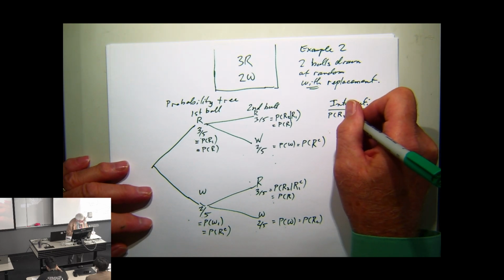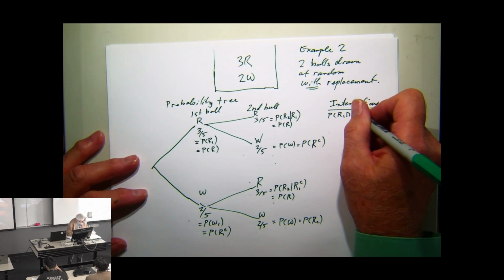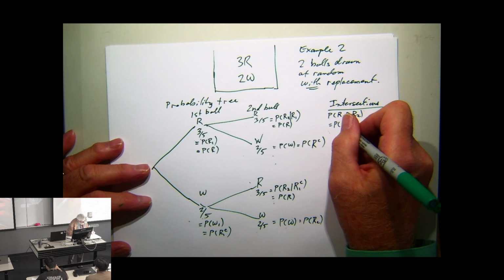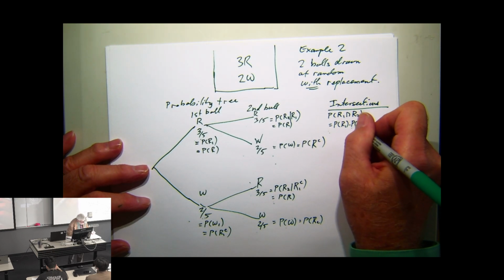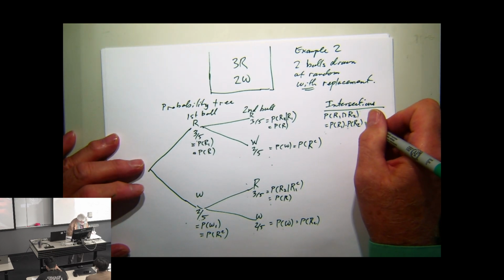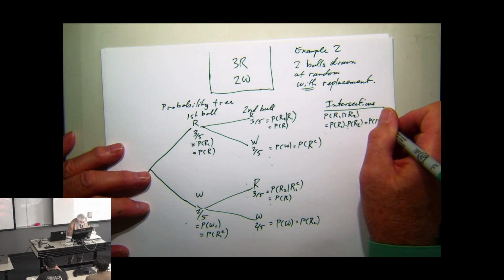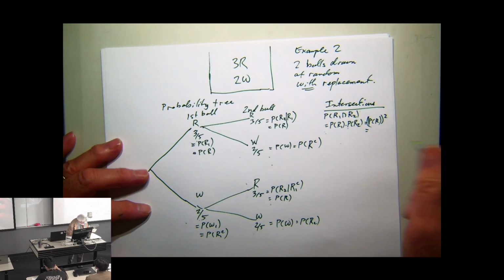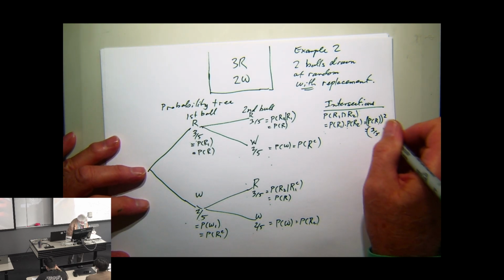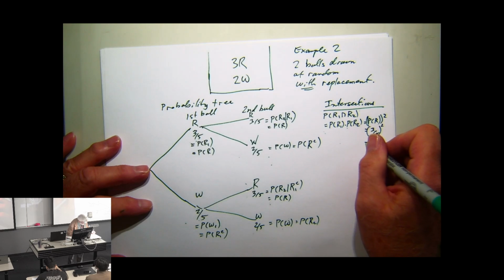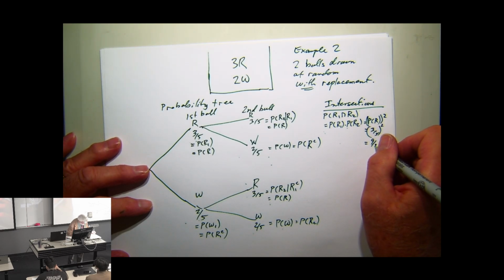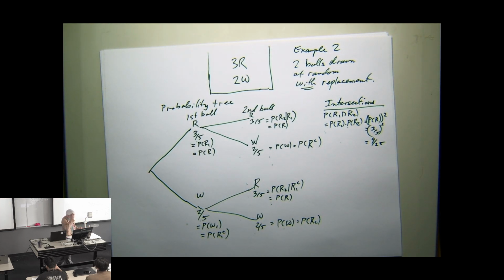Probability of a red on the first intersected with a red on the second. It's simply, you could say, just the probability of a red on the first times the probability of a red on the second. But all that is the probability of a red squared, which equals 3/5 squared, which equals 9 out of 25. 9 out of 25.